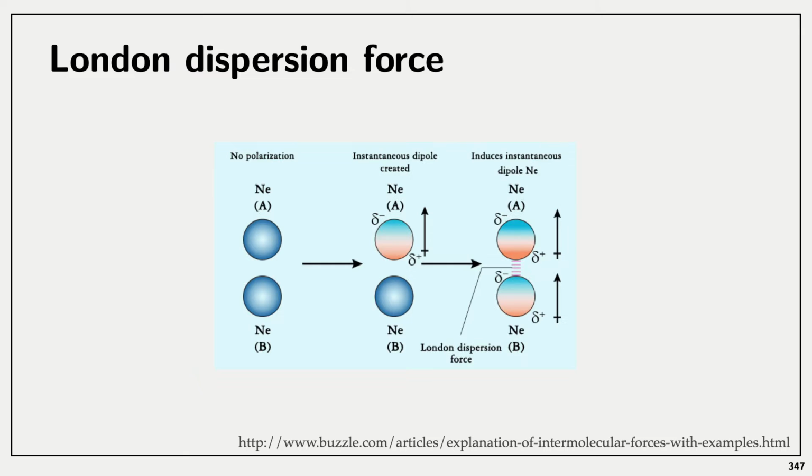So the charge on the second neon, the B atom, will reorder to respond to the dipole on the A neon. And then you end up in the final situation on the right, where you have two instantaneous dipoles that interact. This is the van der Waals force. Of course, this is important in the case of neon, krypton, helium, those kinds of atoms, because this is the only kind of interaction that exists.